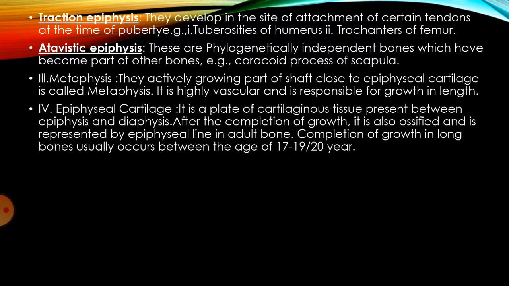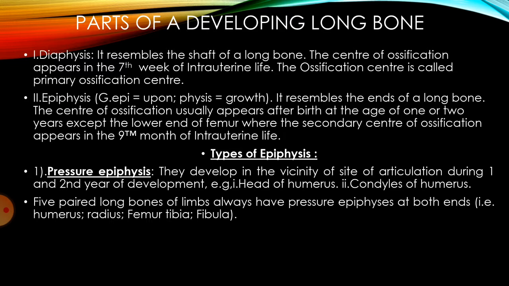Now let's discuss it in detail. Parts of a developing long bone. The first is diaphysis, and it resembles the shaft of a long bone. The center of ossification appears in the 7th week of intrauterine life. The ossification center is called primary ossification center.